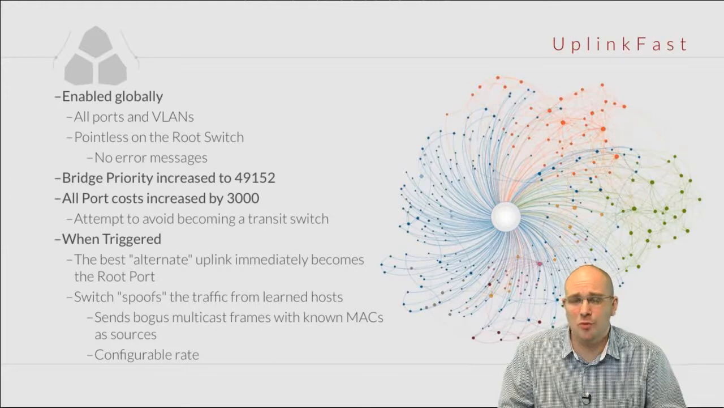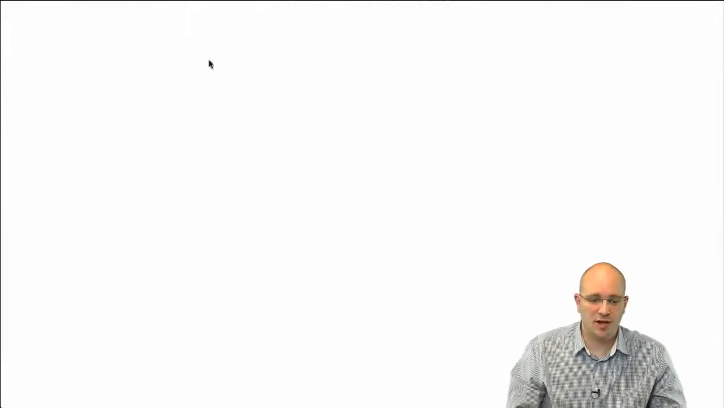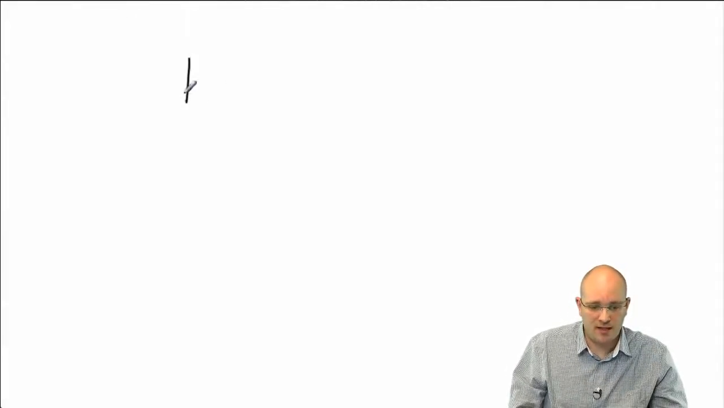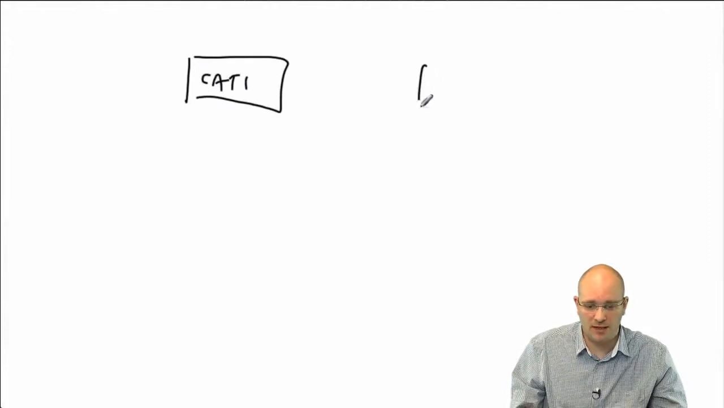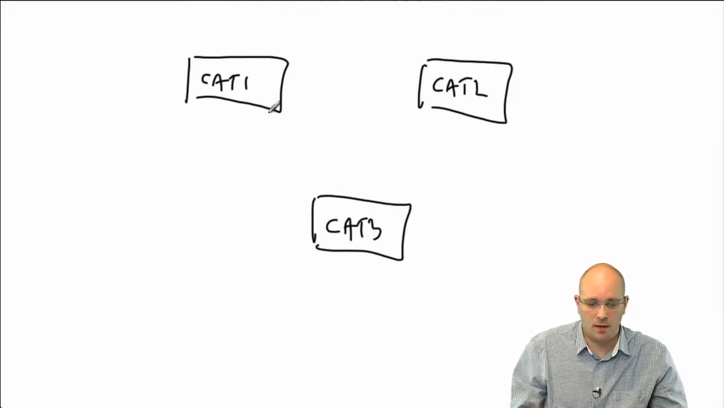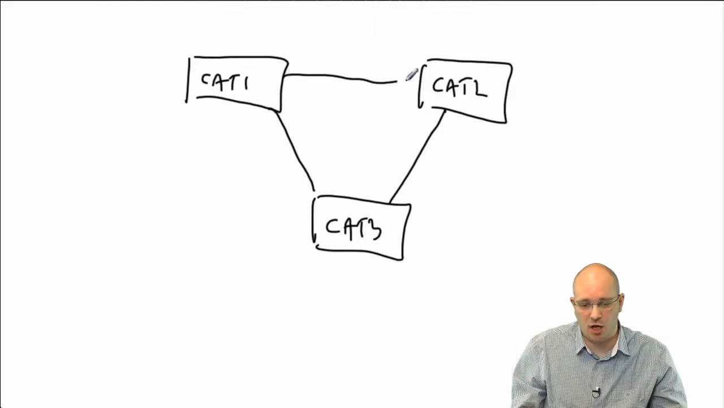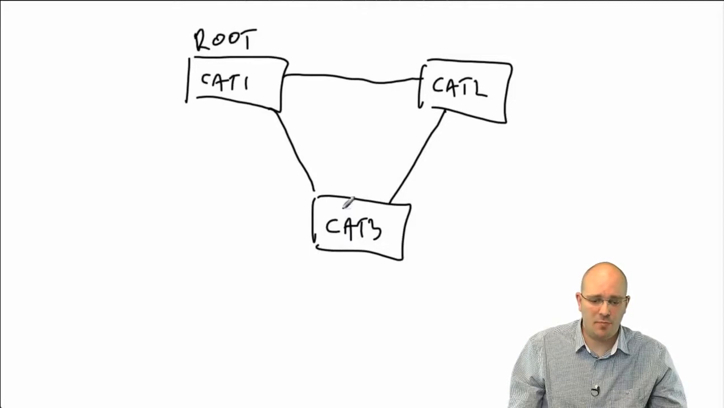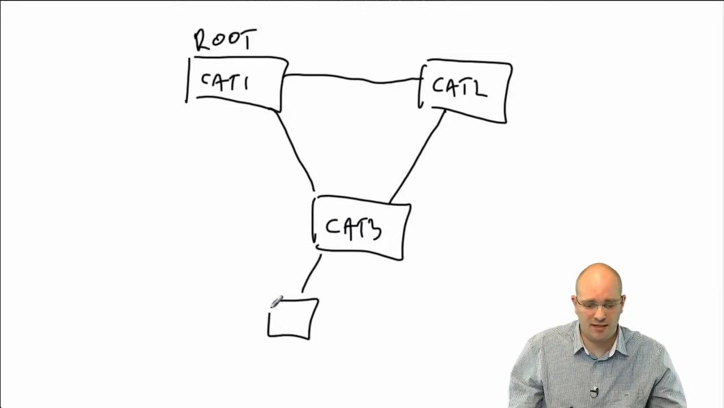I know that this is a little bit too much to digest by just imagining it, so let me show you an example on the whiteboard first, and then we are going to take a look at how UplinkFast actually works on the switch. Let's consider a network consisting of 3 switches. These switches are going to be Cat1, Cat2, and Cat3. And let's say that these 3 switches are interconnected in a triangle like this. Let's also assume that Cat1 here is the root. And behind Cat3 here, we have some hosts. Let's say that these are hosts A, B, and C.